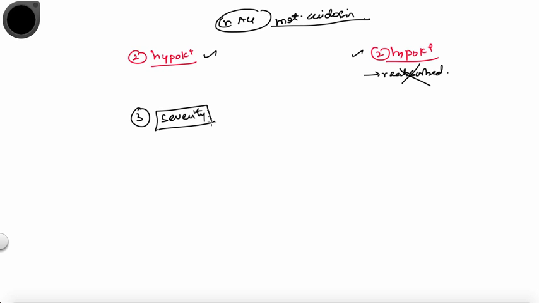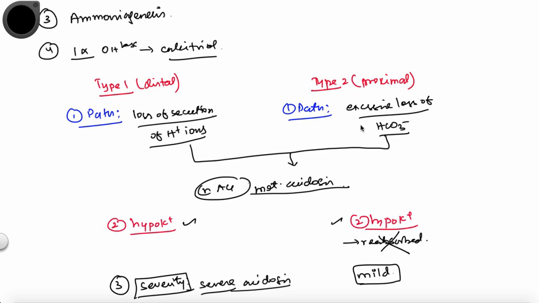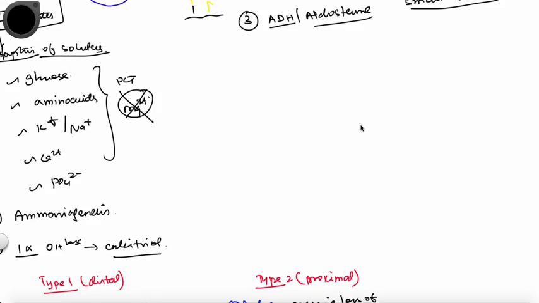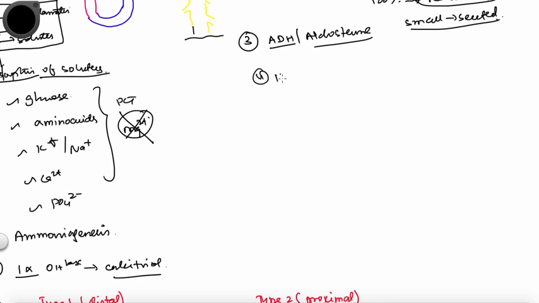So the severity will be very severe acidosis in distal RTA, and usually the acidosis in proximal RTA tends to be mild. The severity tends to be mild. Why? Because of two reasons. Number one, acid-base handling is entirely present in the distal part of the nephron. And number two, which I didn't tell you before, the distal part of the nephron is also capable of forming new bicarbonate.